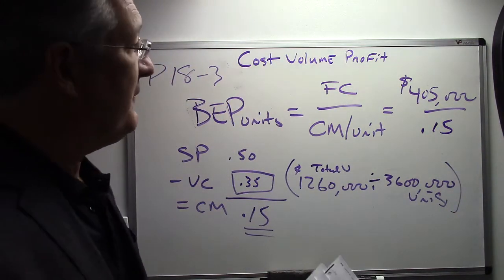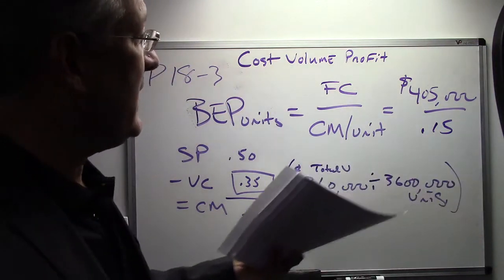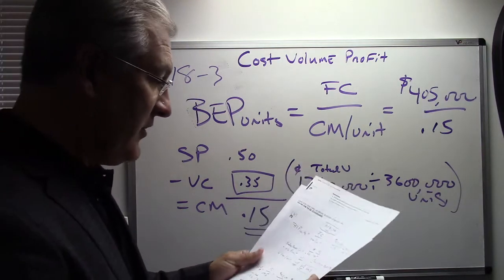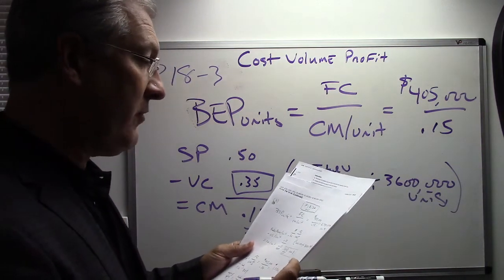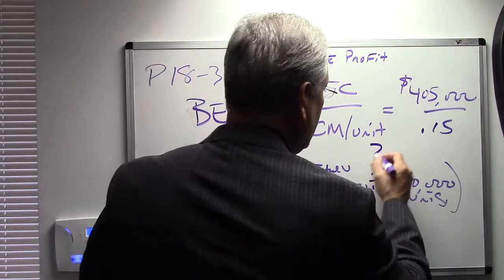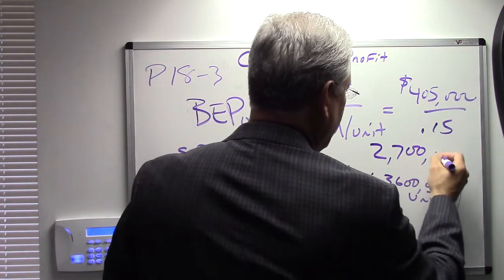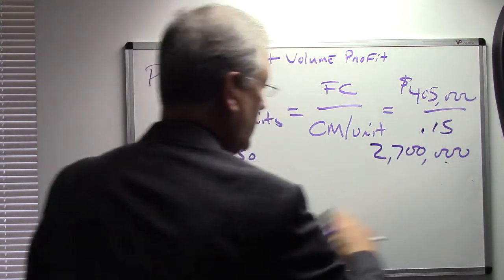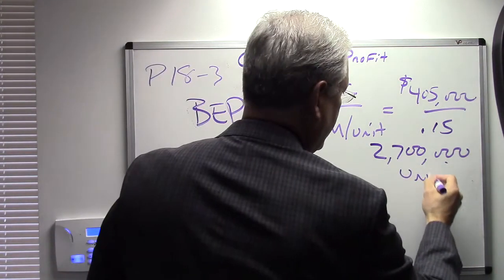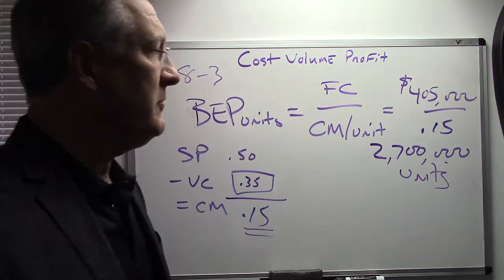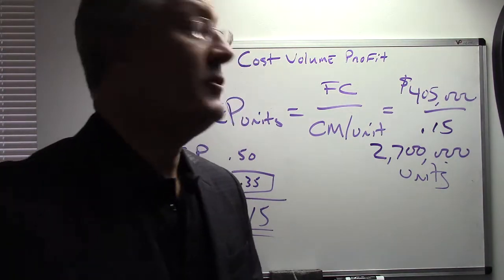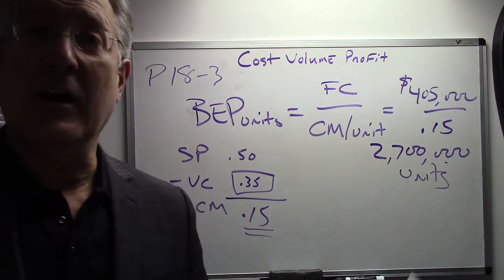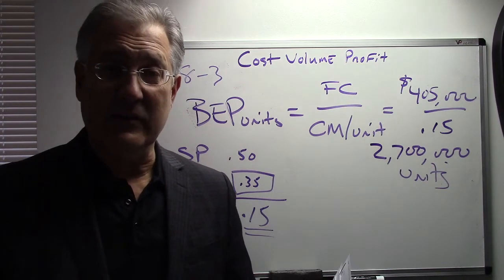Total fixed cost of $405,000 divided by 0.15. You have a break-even point in units of 2,700,000. That represents units. When they sell 2,700,000 units, net income equals exactly 0.